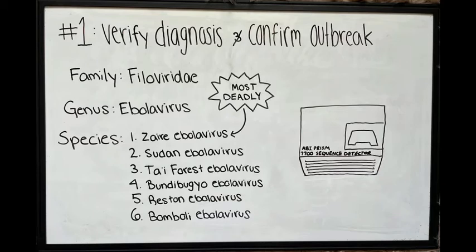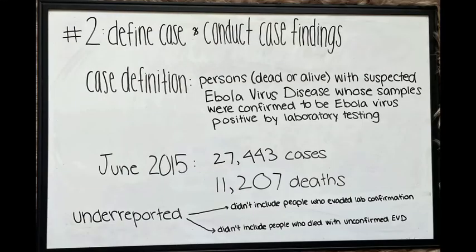A 1-tube reverse transcription PCR assay for the identification of Ebola virus was developed and evaluated using the ABI PRISM 7700 sequence detector, which confirmed the outbreak was the result of the strain Zaire Ebola virus, which causes the disease Ebola. Number 2 is define a case and conduct case findings.